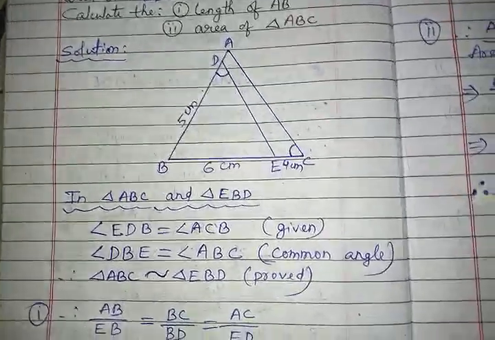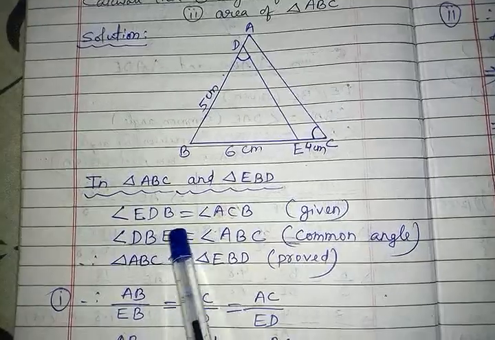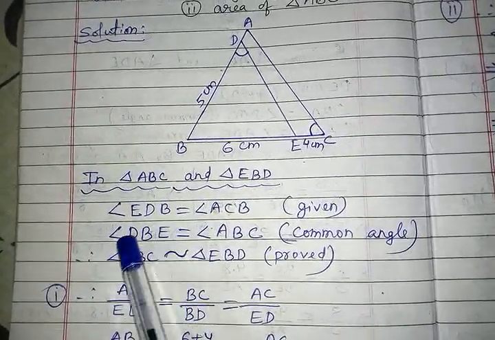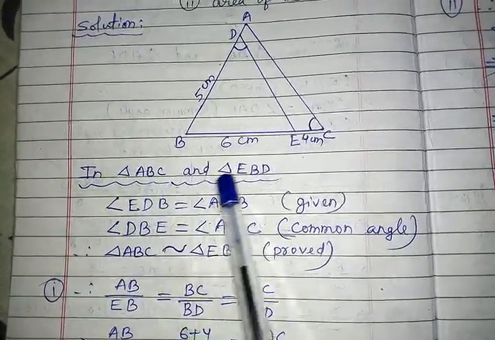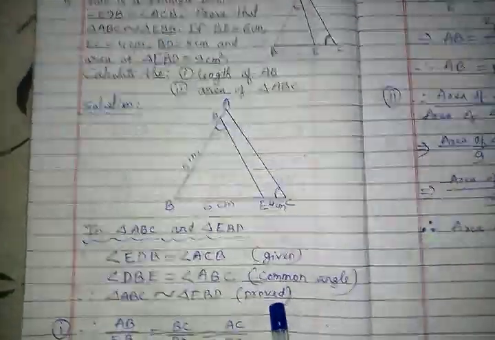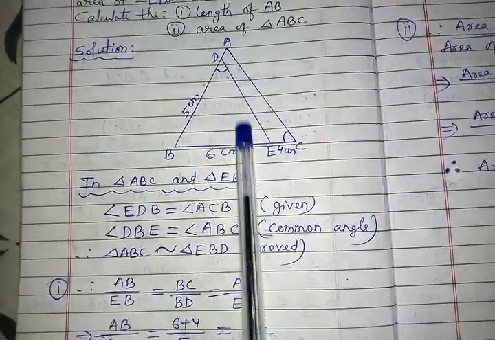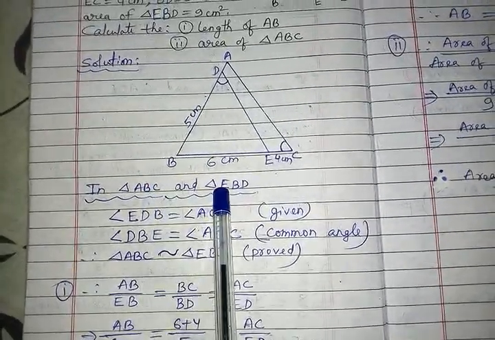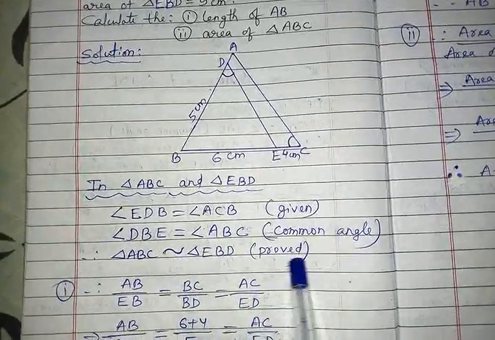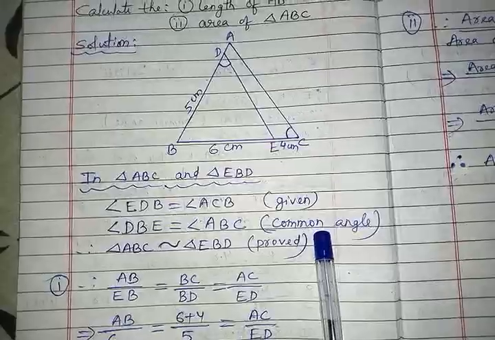So common angle. That's why whenever we can prove that two angles are equal in two different triangles, then both the triangles are similar to each other. So proved. This was the demand of the question. Prove that. So we could prove that these two triangles, triangle ABC and triangle EDB, are similar to each other. One angle was given and one we found was common.